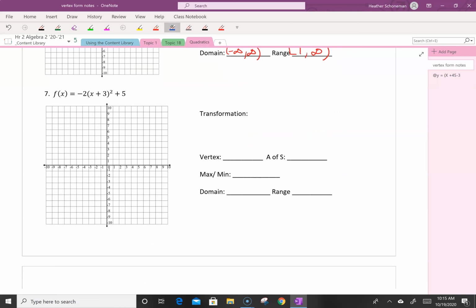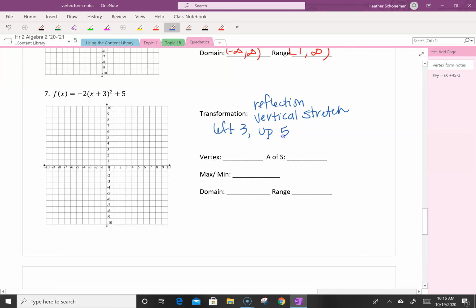On number 7, the negative is a reflection. The 2 is a vertical stretch. The +3 is left 3, and the +5 is up 5. The vertex is the opposite of what's in the parentheses, so it's -3, 5. The axis of symmetry is x equals -3. So I'm going to start at -3, 5.